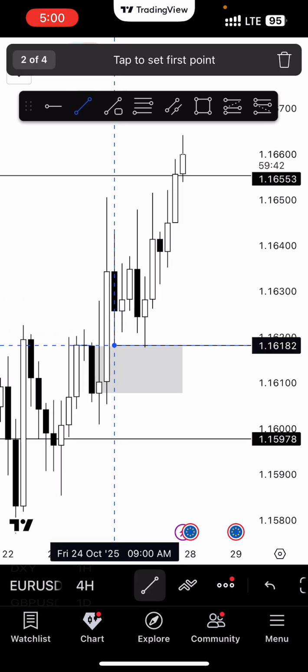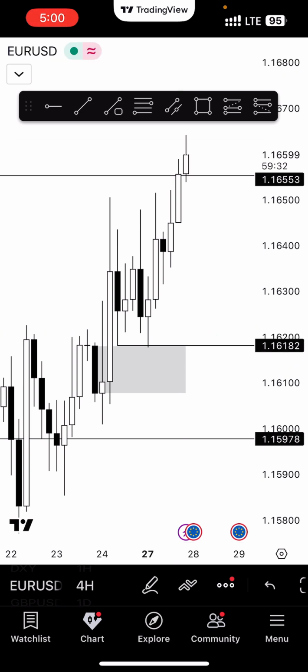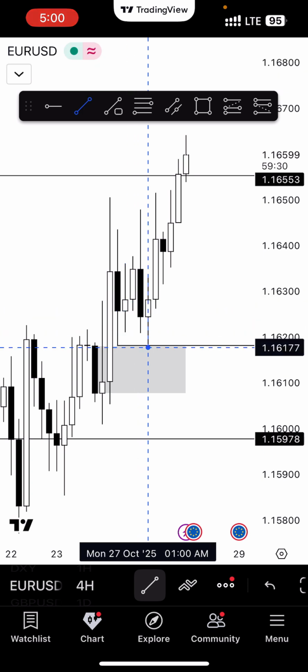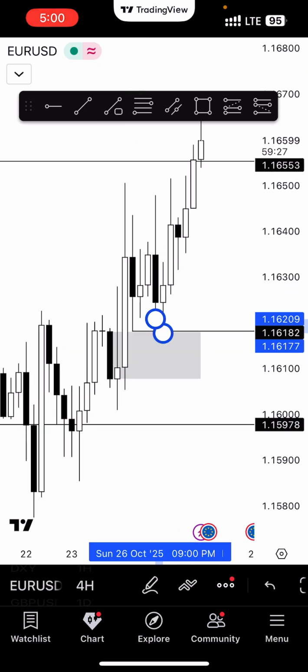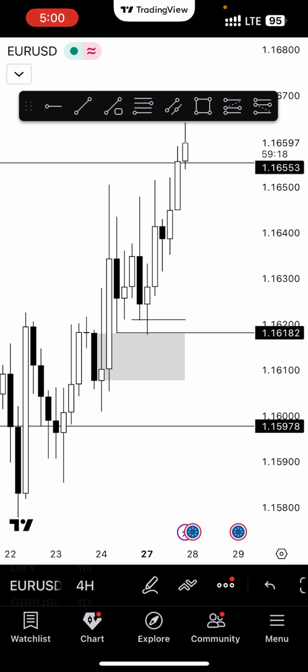Now, taking this candle as a CLT, you can see that price tapped into this and then closed inside the range. So that made me even more bullish on my buyers, and I was able to look for more entries on the lower time frames.